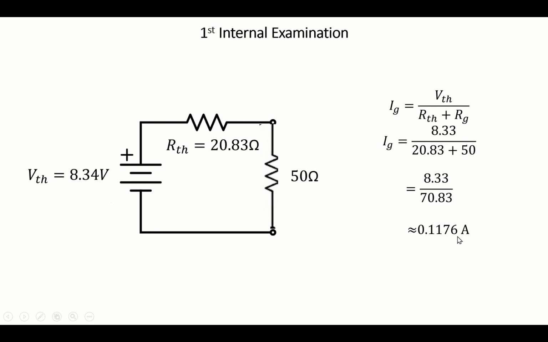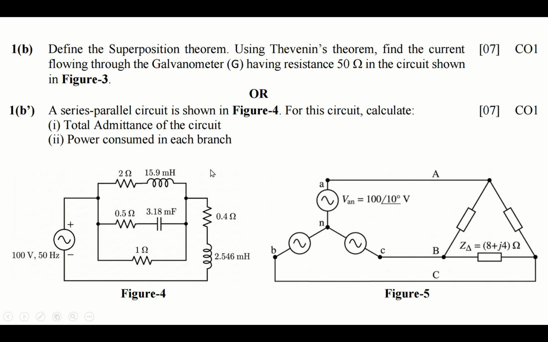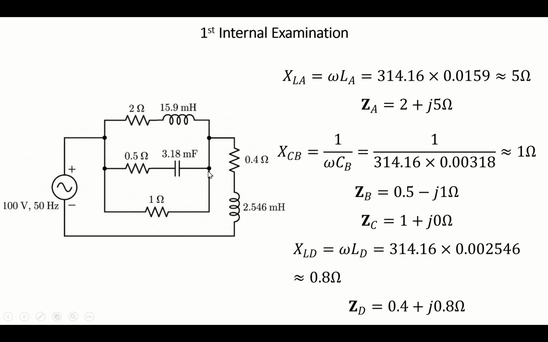So this is the amount of current that flows through the galvanometer in the given question. Now the next question was a combination of series parallel combination circuit is given, and we are required to find the total admittance of the circuit and the power consumed in each branch.